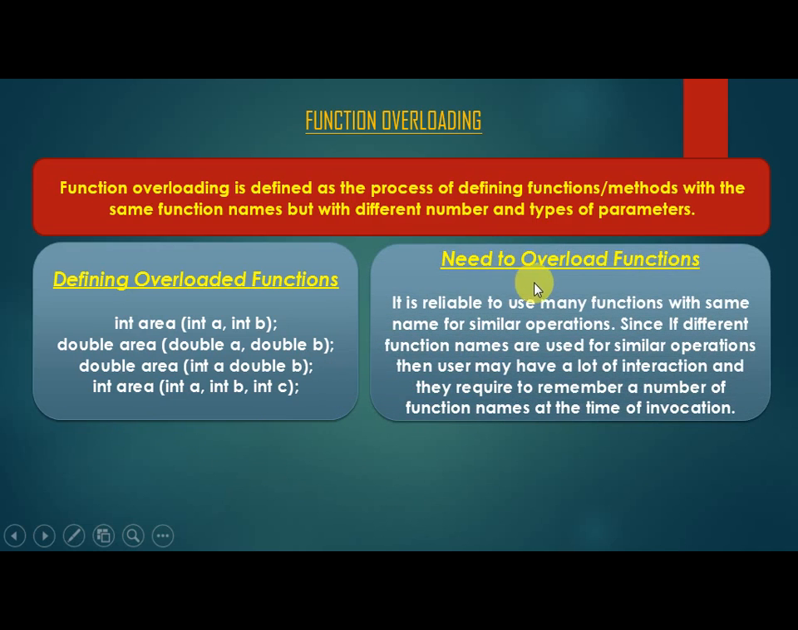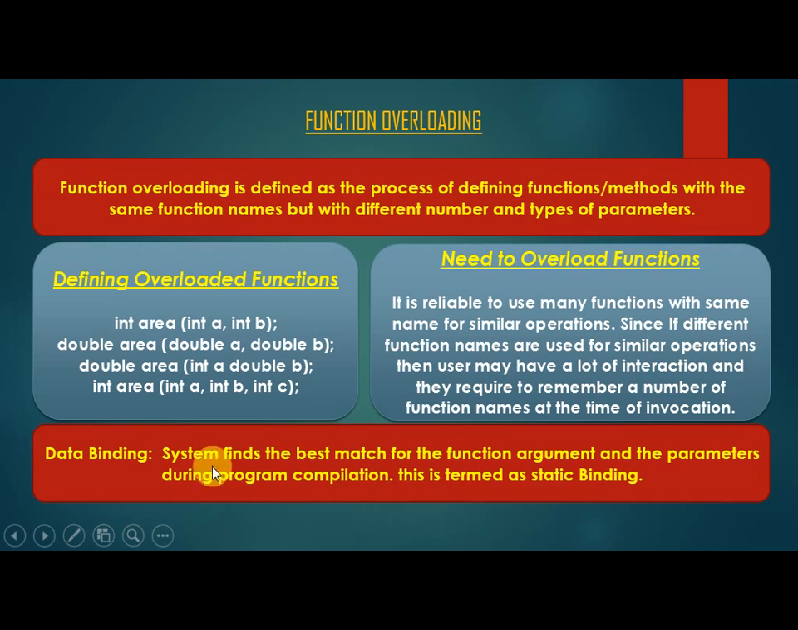So what is the need to overload a function? It is reliable to use many functions with the same name for similar operations, since if different function names are used for similar operations, then the user may have a lot of interactions and will need to remember a number of function names at the time of invocation. That's why we use function overloading. Next is data binding. Now, what is data binding? The system finds the best match for the function arguments and the parameters during program compilation. This is termed data binding.